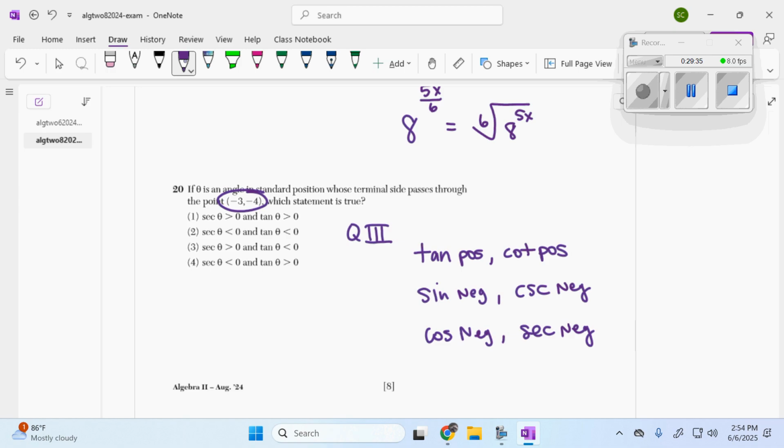We remember that because for the point on the unit circle, the x-coordinate represents cosine. The y-coordinate represents sine, so if the point has a negative x and a negative y, even if it's not on the unit circle, it's an extension of the unit circle, it's telling us where everything is positive and negative. So now I just have to find the right choice. Greater than 0 is positive, less than 0 is negative. So the only choice here that makes sense is choice 4, where secant's negative, we know that, and tangent's positive, we know that that's true. All the other choices are false.